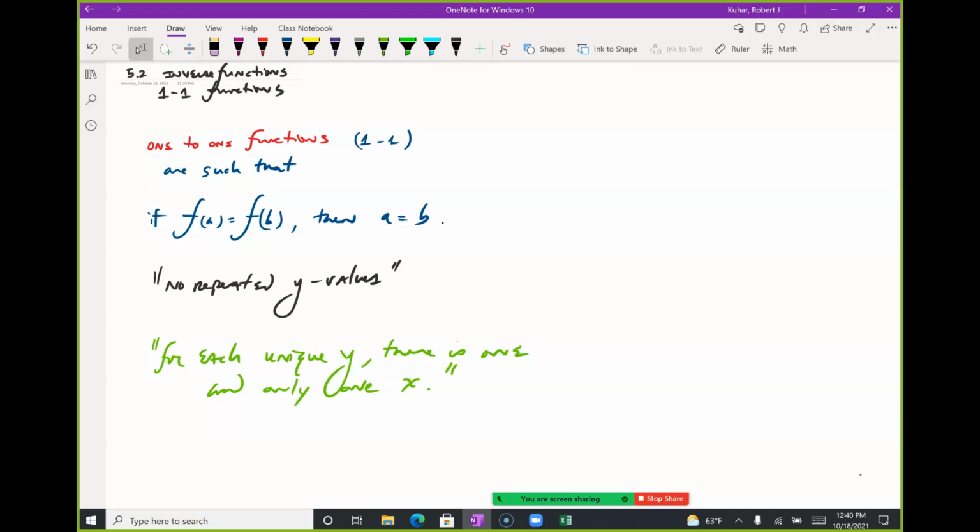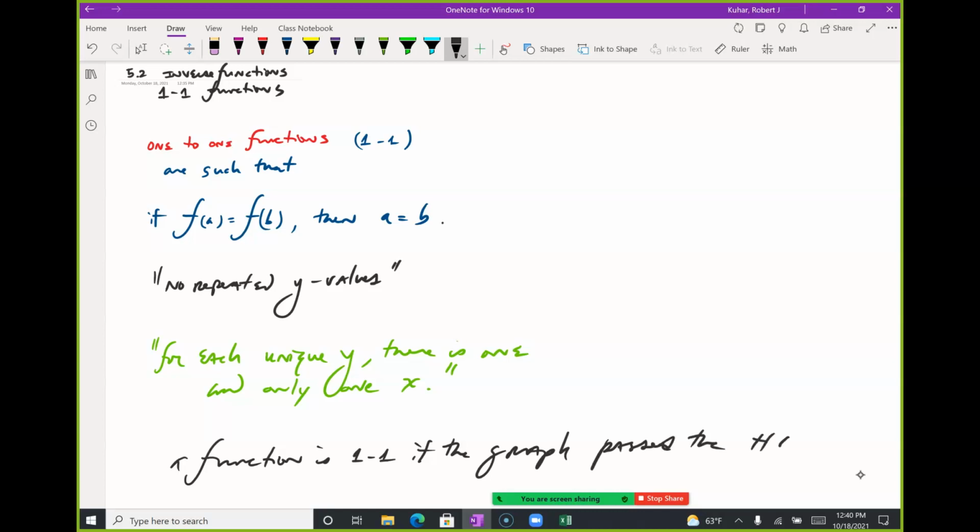So we can say this the same way we were able to understand what a function was. We can say a function is one-to-one if the graph passes the horizontal line test.